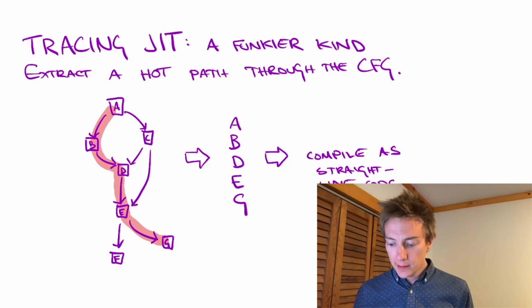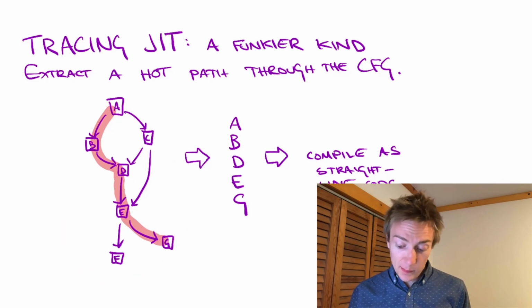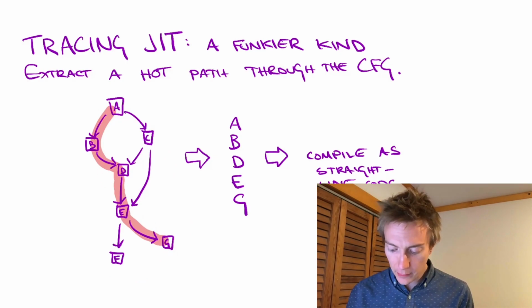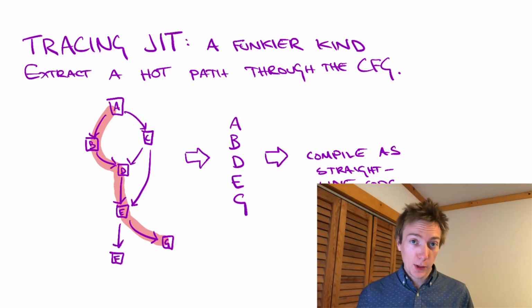and compiled as straight line code. So I've drawn a little CFG here, and I've drawn one execution path that you might take through that CFG. That is starting from A and then going down through G. That's one way that this code might run.